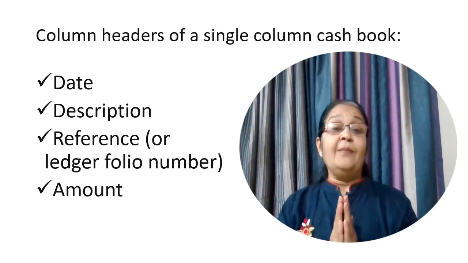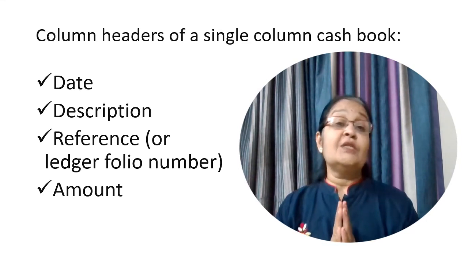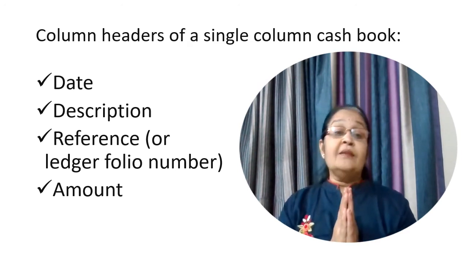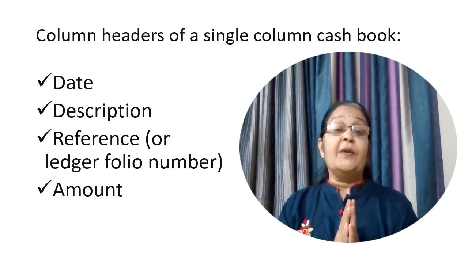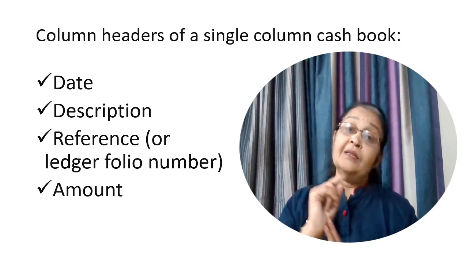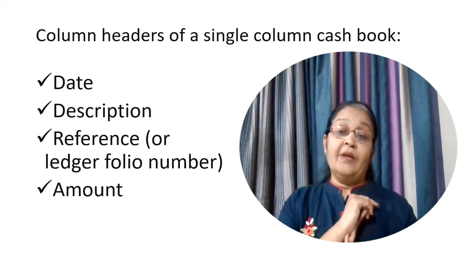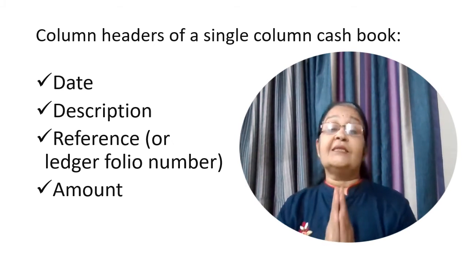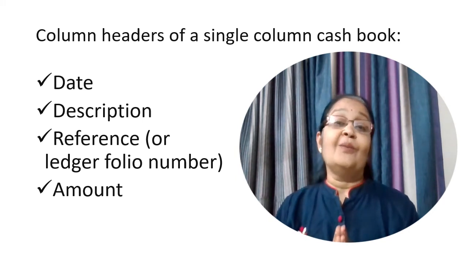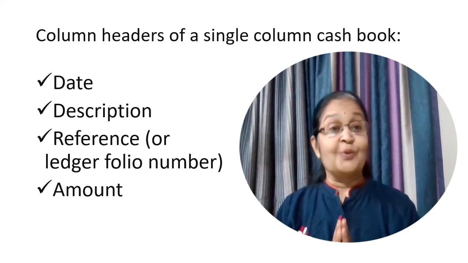The next column is the reference or ledger folio number. The accountant inputs the account number of that particular related general ledger account in this column. And the amount of the transaction is recorded in the last or the final column of that particular cash book.